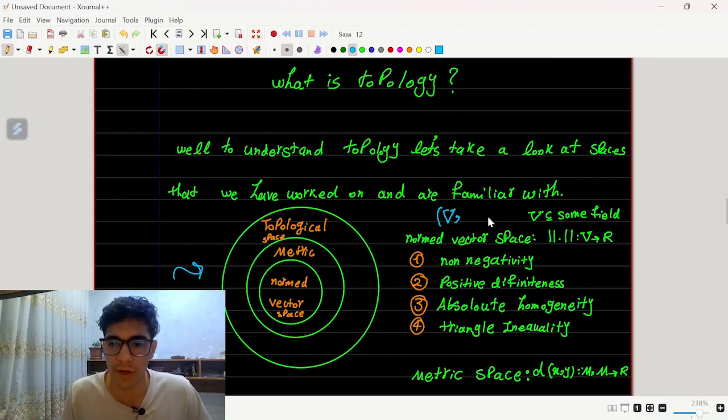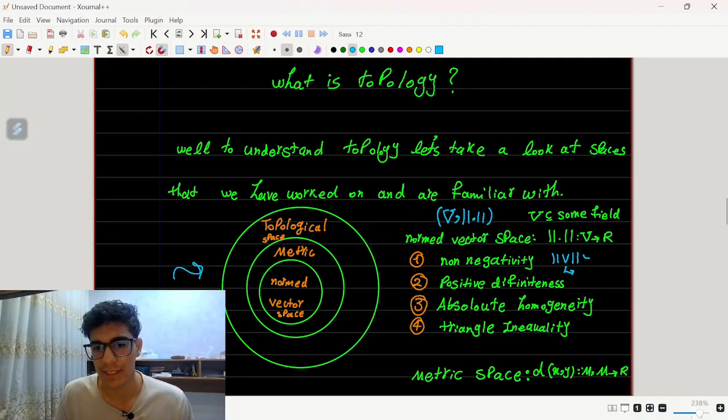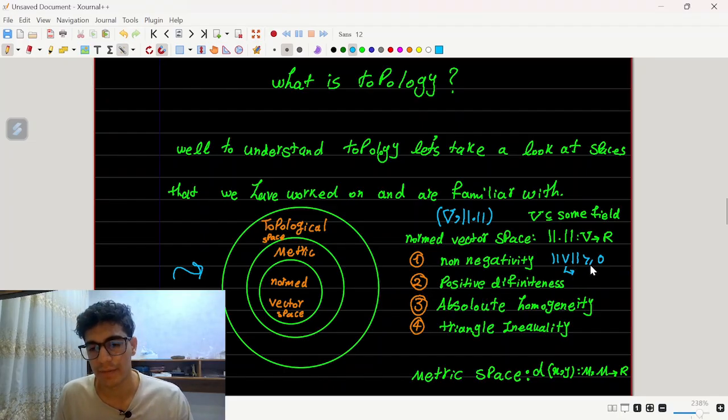So for normed vector spaces, we have a space like V, on which we define a function, which we call the norm. And the way the norm works is it has these four properties. The first one is non-negativity, which means that the norm of any element is greater than or equal to 0, then there is positive definiteness, which means that the only vector whose norm equals 0 is the vector 0 itself.